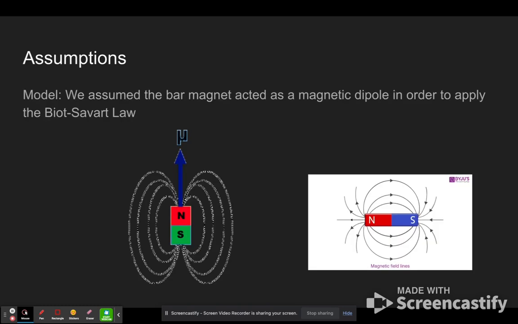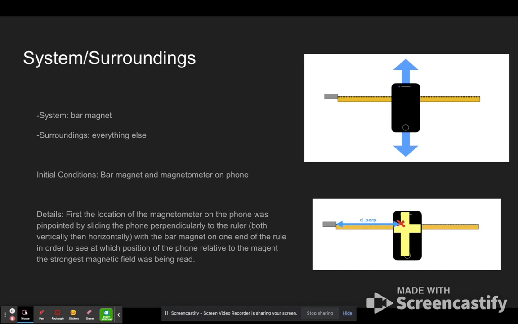Assumptions: we assume the bar magnet acted as a magnetic dipole in order to apply the Biot-Savart law. These two pictures show a magnetic dipole. You can see that it points out from the north side of the magnet, the positive charged side, and into the negatively charged side of the magnet. The system is the bar magnet, and the surroundings is everything else.